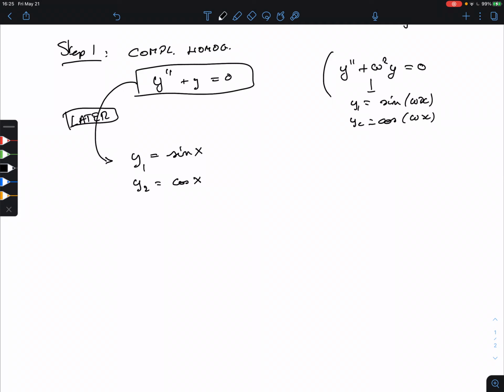So what is happening here? Omega is 1. So in this case, omega is 1. Now, we didn't explain where this comes from, but we'll do this very shortly in the next lecture.